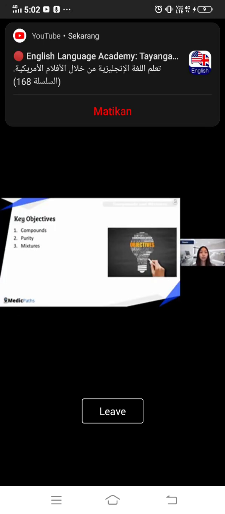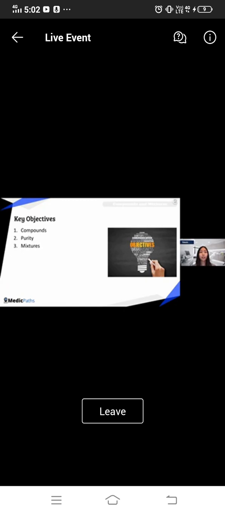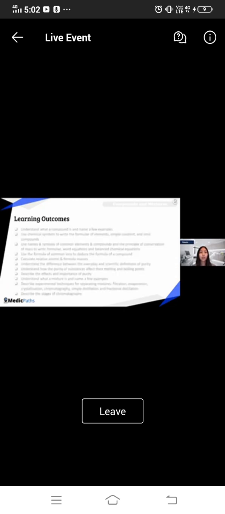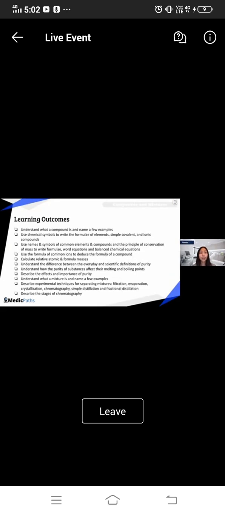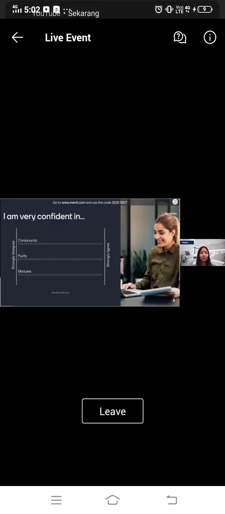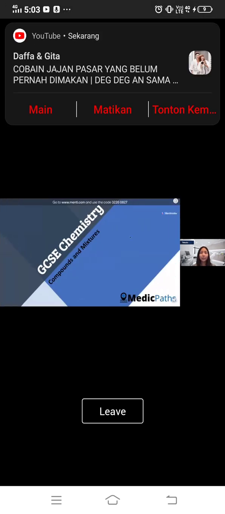Okay, so today's key objectives that we're going to go through, the subtopics, are compounds, purity, and mixtures. Looks fairly straightforward, but we do have quite a bit to go through. So these are the learning outcomes as usual, and we'll be taking through these as the lesson goes along. And you can take a look at these after the class. You will get the slides and the lesson recording sometime next week. Okay? So let's head back to Menti now.